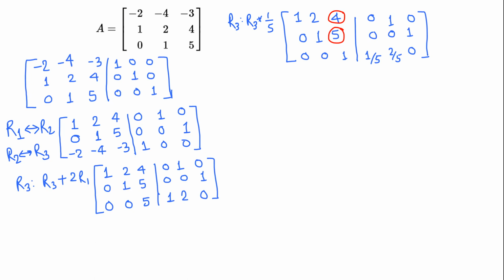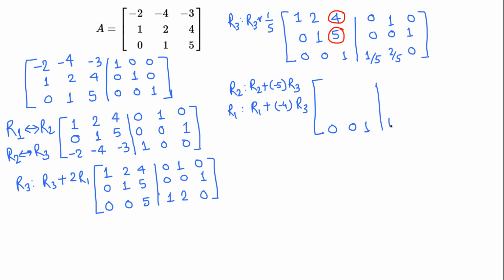Okay, so we're going to work on R2. We use this pivot, so that's R2 plus -5 R3. At the same time we're going to use this pivot 1 to make this 0, so R1 plus, we multiply R3 by -4. Okay, so we're not doing anything to R3 because it's already finalized: 0 0 1, 1/5, 2/5, 0.